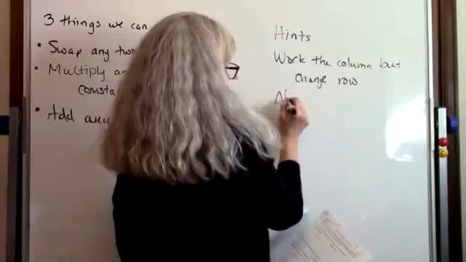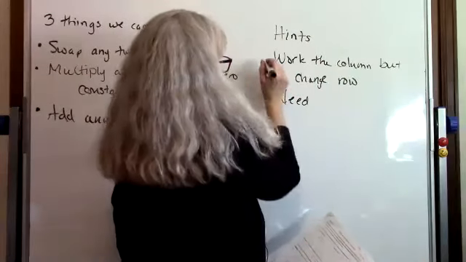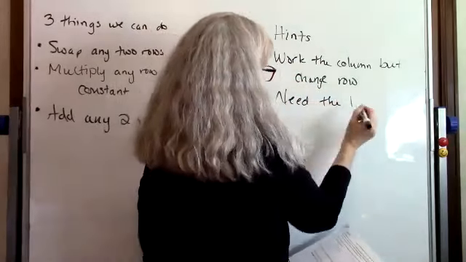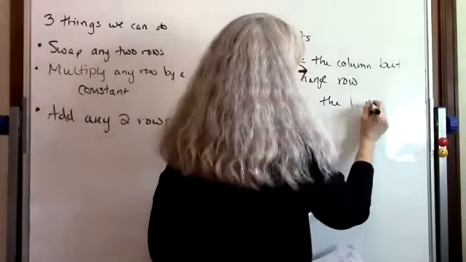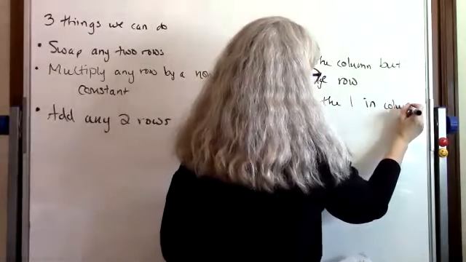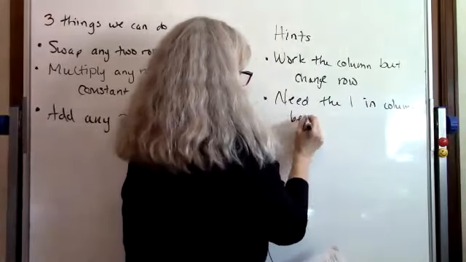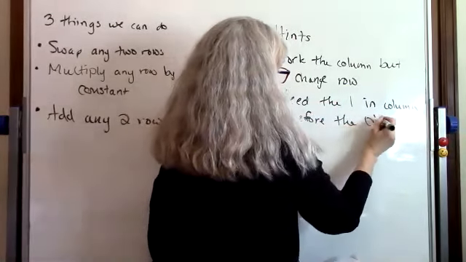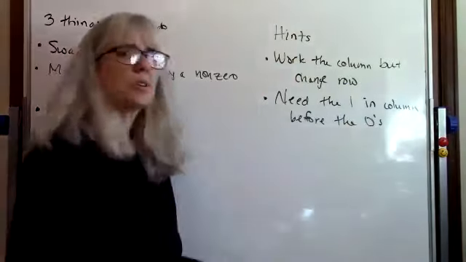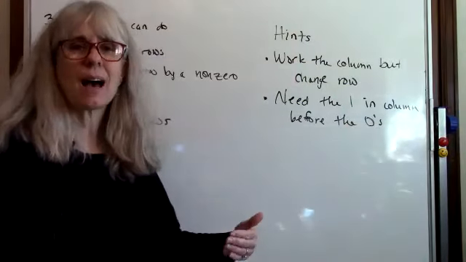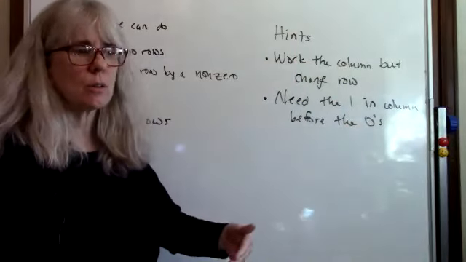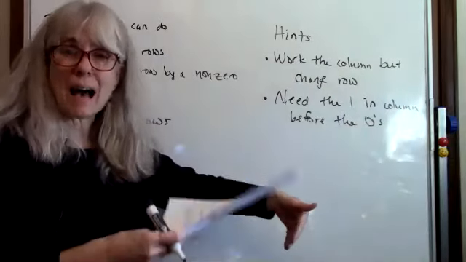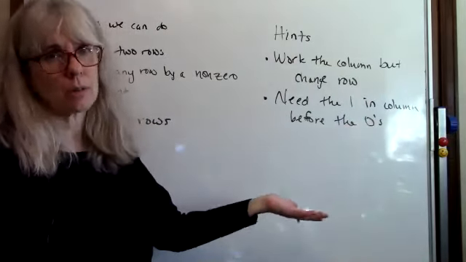You need the 1 in the column first, before the zeros. And you'll see why as we do more and more examples of that. You get the 1 first, then you go for the zeros, and then when you go to the next column, you don't mess up anything by working with those zeros in the right spots.